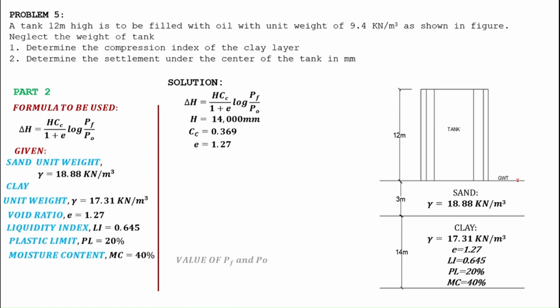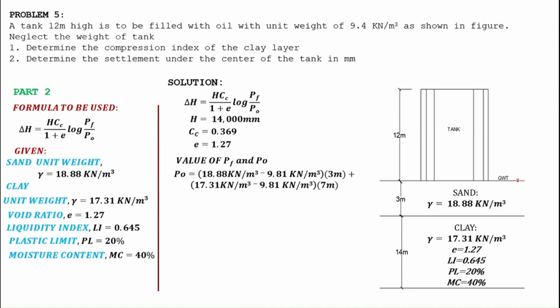Void ratio is equal to 1.27. For our initial stress, we need to determine the effective stress from the ground up to the middle part of the clay only. Take note that our groundwater table is at the ground surface. Effective stress is equal to 18.88 kilonewton per cubic meter minus 9.81 kilonewton per cubic meter times 3 meters plus 17.31 kilonewton per cubic meter minus 9.81 kilonewton per cubic meter times 7 meters. PO is therefore equal to 79.71 kilopascal.